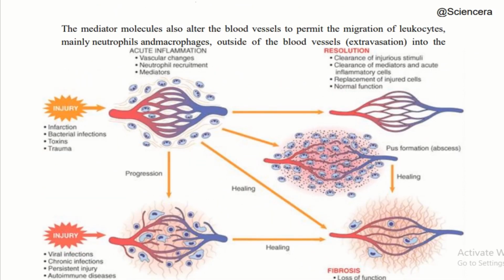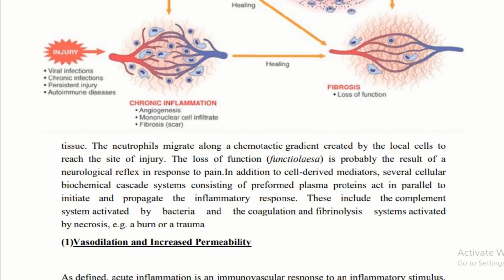The mediator molecules also alert the blood vessel to permit the migration of leukocytes, mainly neutrophils and macrophages, outside the blood vessels into the tissue. The neutrophils will migrate along a chemotactic gradient created by local cells to reach the site of injury. The loss of function, or functio laesa, is probably the result of a neurological reflex in response to pain. In addition to the cell-derived mediators, several cellular biochemical cascade systems consisting of preformed plasma proteins act in parallel to initiate and propagate the inflammatory response. These include the complement system activated by bacteria and the coagulation and fibrinolysis systems activated by necrosis, for example a burn or trauma.